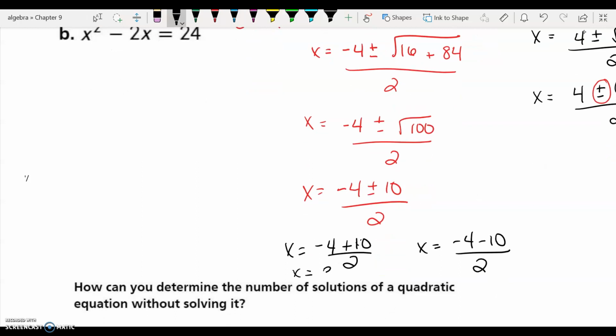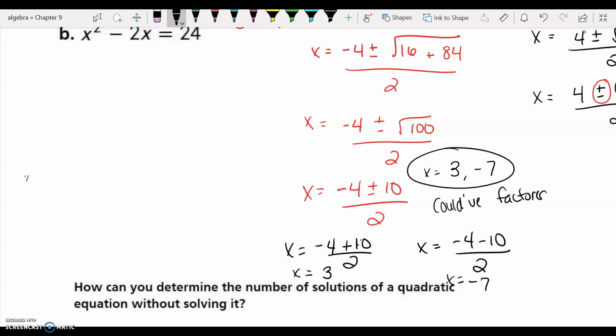So that would be 6 divided by 2, which would be 3. Negative 14 divided by 2 would be negative 7. So my answers are 3 and -7. If you get whole numbers, you probably could have factored the problem, but the quadratic formula always works.